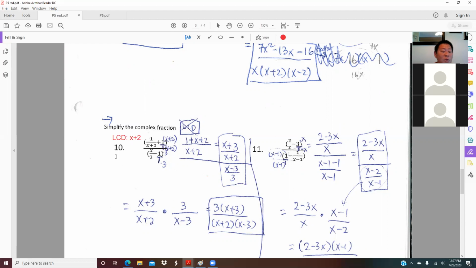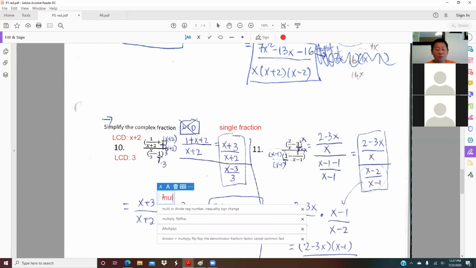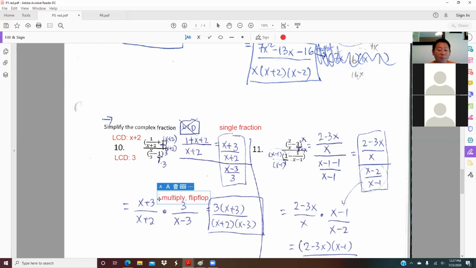And then you do the same thing on the denominator, in which case the LCD here is 3. So in this case, you just need to multiply this by 3. So what you get here is (x minus 3) over 3. This is what we call a single fraction, because it is all like a 4-story building. So what I do with this single fraction is I take the division and change it into multiplication, and then we flip the denominator. So your (x minus 3) over 3 becomes 3 over (x minus 3).